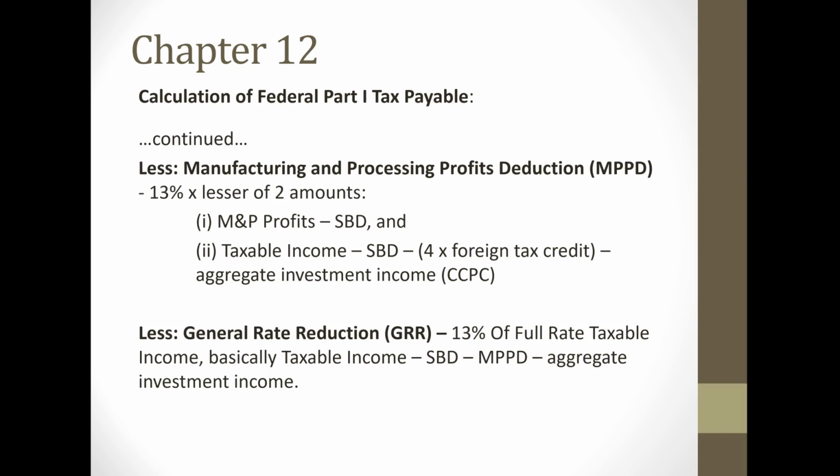Now, what is aggregate investment income? Normally you think about aggregate investment income as just passive income. However, we refer to this as aggregate investment income because it excludes dividends from other Canadian corporations. So aggregate investment income is basically investment income, passive income. However, it excludes dividends from Canadian corporations. So that's sort of the ordering of calculating federal Part 1 tax.